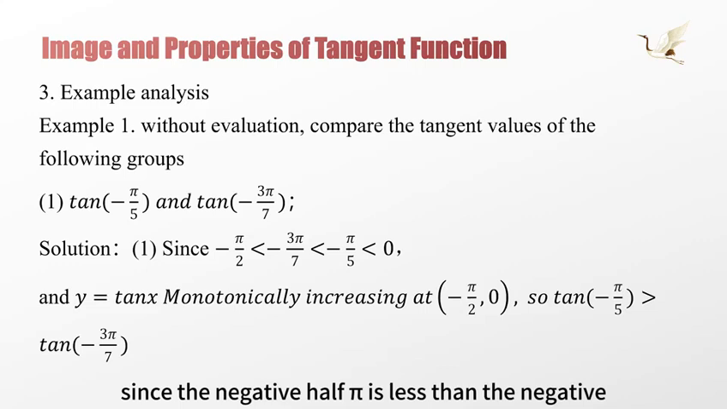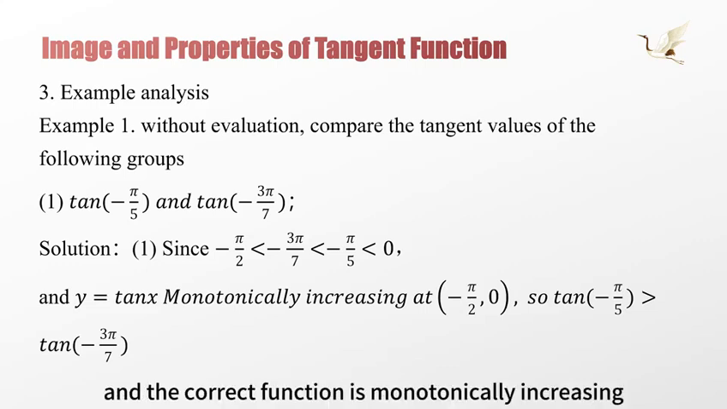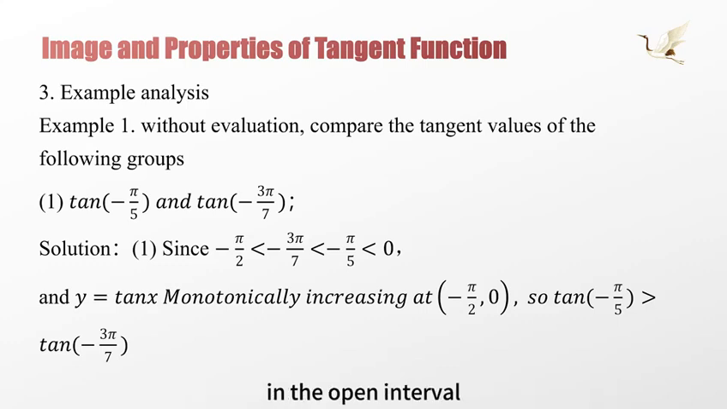Since negative half pi is less than negative 3/7 of pi and less than 0, and the tangent function is monotonically increasing in the open interval from negative half pi to 0, the tangent of negative 1/5 of pi is greater than the tangent of negative 3/7 of pi.